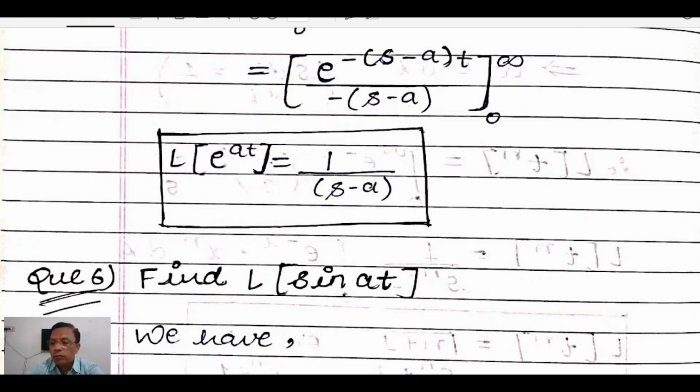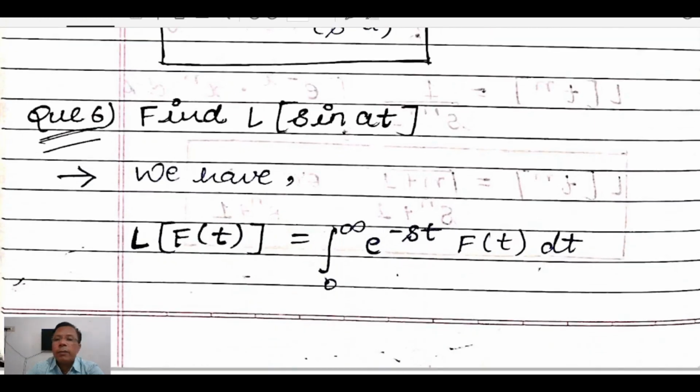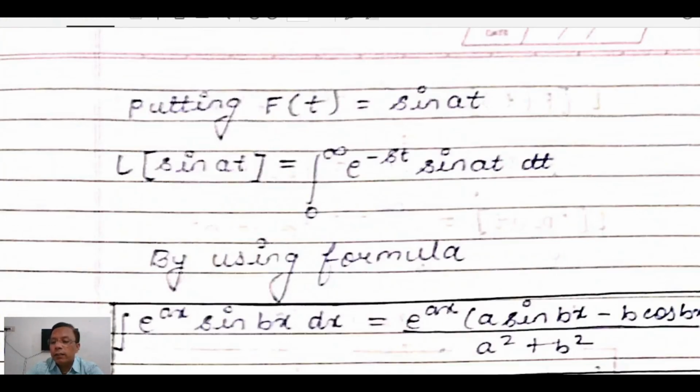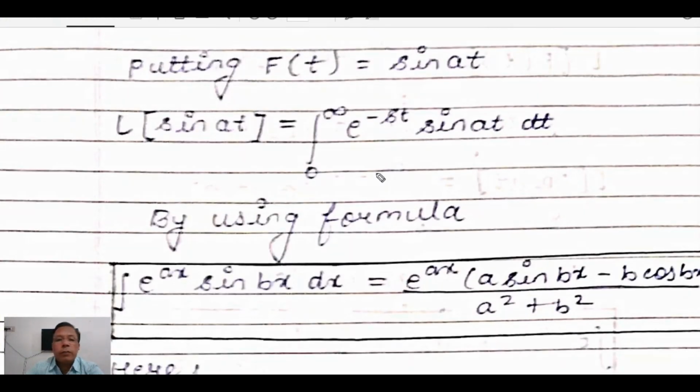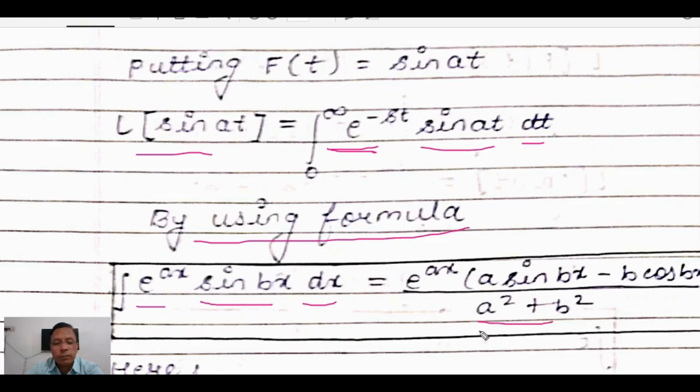So next question is find the Laplace of sine a t. So here we have Laplace of f(t) equal to integral 0 to infinity e power minus st into f(t) dt. So Laplace of sine a t equal to integral 0 to infinity e power minus st into sine a t dt. So by using the formula, integration e power ax sin bx dx equal to e power ax into (a sin bx minus b cos bx) upon a square plus b square.